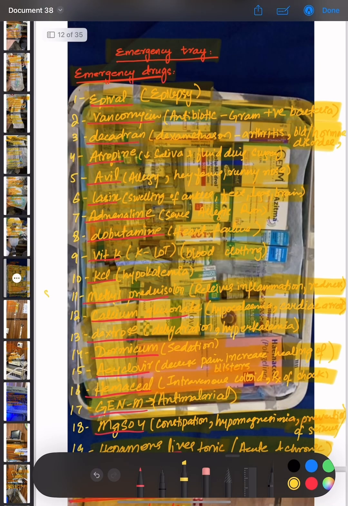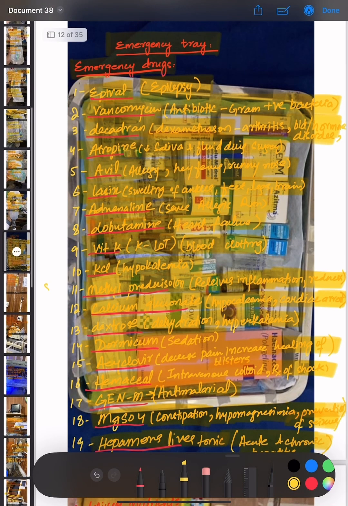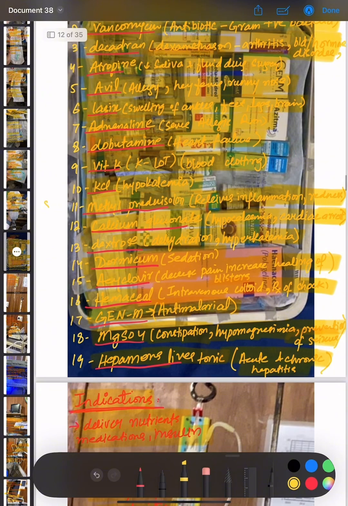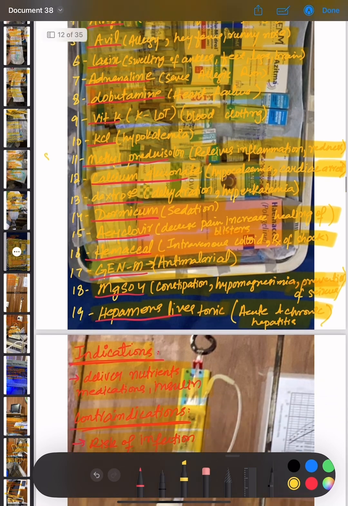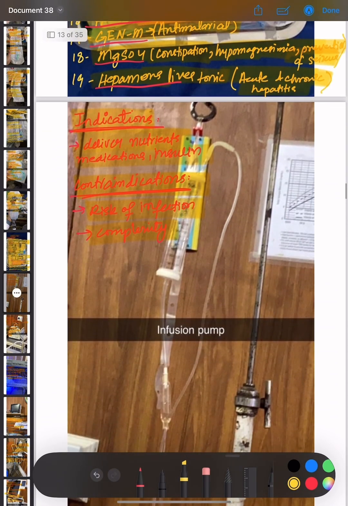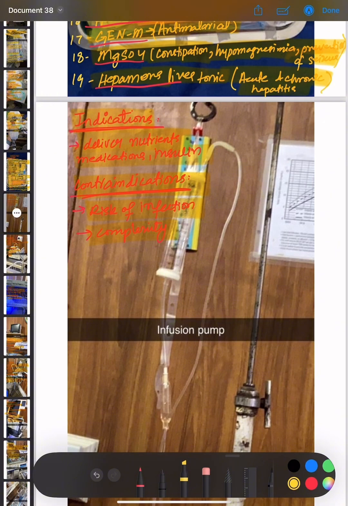Then we have discussed this as emergency tray and all the important emergency drugs, which are epival, vancomycin, decadron, atropine, avil, lasix, adrenaline, dobutamine, and vitamin K, KCl, methylprednisolone, calcium gluconate, dextrose, dormicum, acyclovir, hemacil, gentamicin, MgSO4, and hepomers, that is liver tonic. Then we discussed this instrument, which is infusion pump, and it is used to deliver the nutrients.